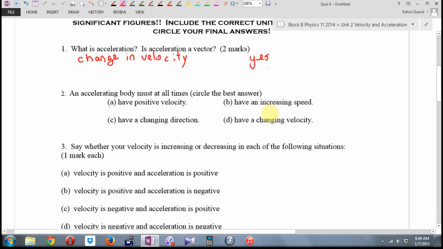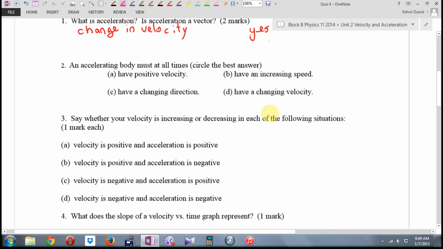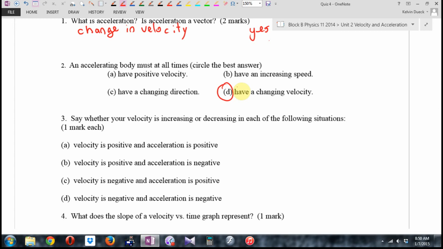Okay. And accelerating must at all times, A, have a positive velocity, B, have an increasing speed, C, have a changing direction, D, have a changing velocity. What do you think? A, B, C, or D? Yep. Can you give me a way that A could be wrong? Give me an example where something could be accelerating and have a negative velocity. Yeah. Going backwards? Sure. Speeding up, going backwards? Speeding up forward, still going backwards? Sure. Can you give me a way where an accelerating object could have a decreasing speed so that B could be wrong? Slowing down. That's an acceleration. Could you give me a way where an accelerating object could not have a change in direction, going in a straight line? So yeah, D.